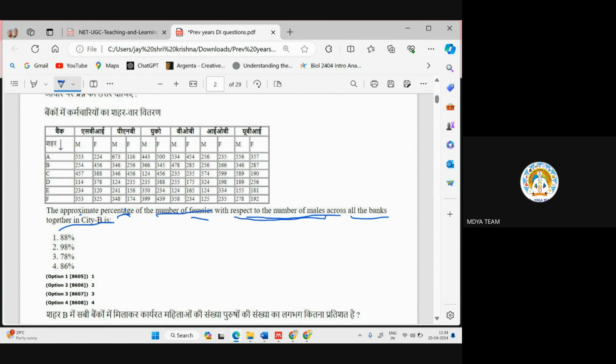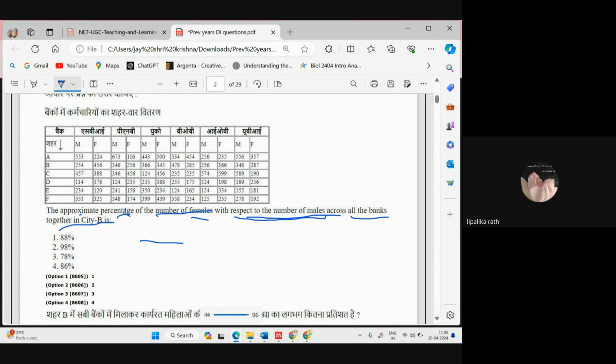In this type of comparison, I already told you the value which is being compared, you will write in the numerator. So which value is being compared here? Males value, sir. No, males value is the basis of comparison. Here it is written as with respect to number of males. With respect to. So the basis of comparison is number of males.